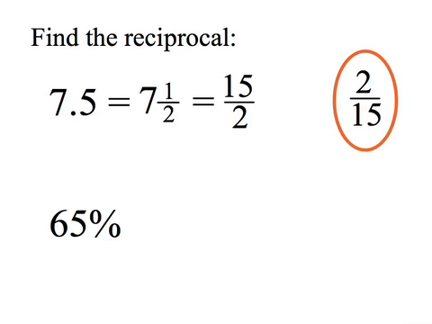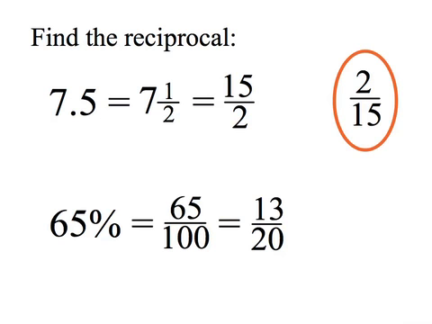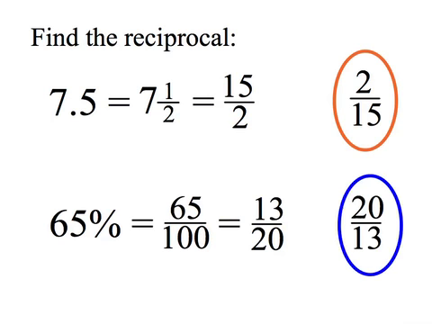And finally, a percent, 65%. Percent means hundred, so we have 65/100ths. In lowest terms, 13 over 20. Reverse the numerator and denominator, 20 over 13. And that's the reciprocal of 65%.